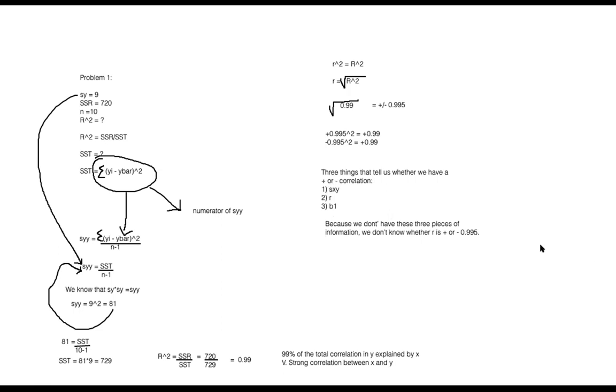No, you don't need all three. So I have a question here. It says, do we need all three? No, just one of the three is enough to tell. So again, these three things tell us whether we have a positive or negative correlation. You don't need all three, because remember, if one of them is positive, then all three are positive. If one of them is negative, then all three are negative. So you just need one of these. So if I had told you that SXY is negative, then you would know, oh, it's negative 0.995 for Pearson's R. But you don't need all three. All right, so any other questions on this example?